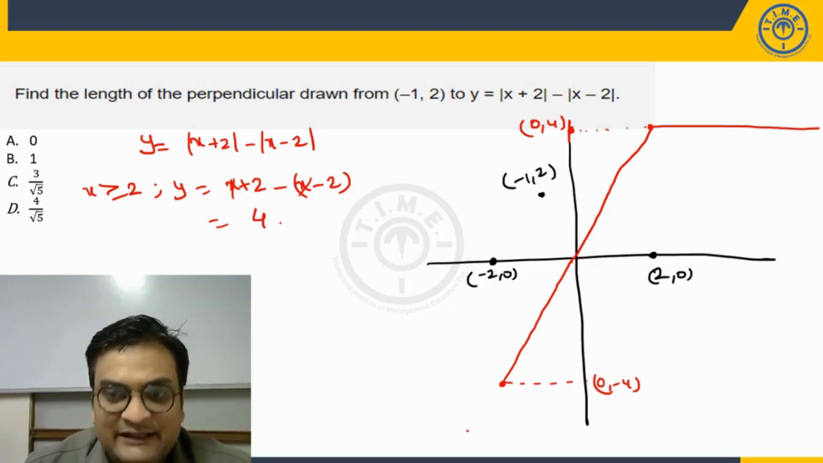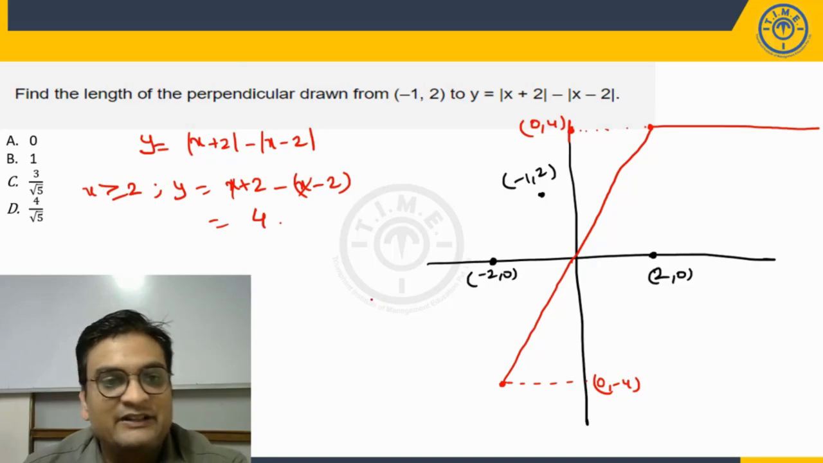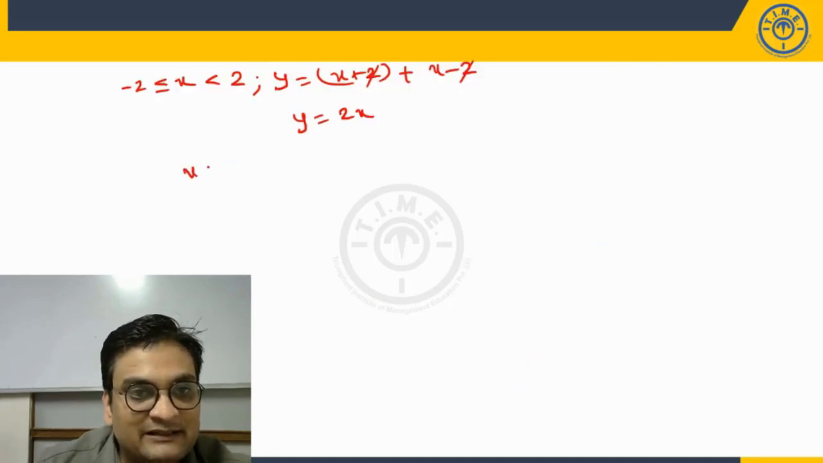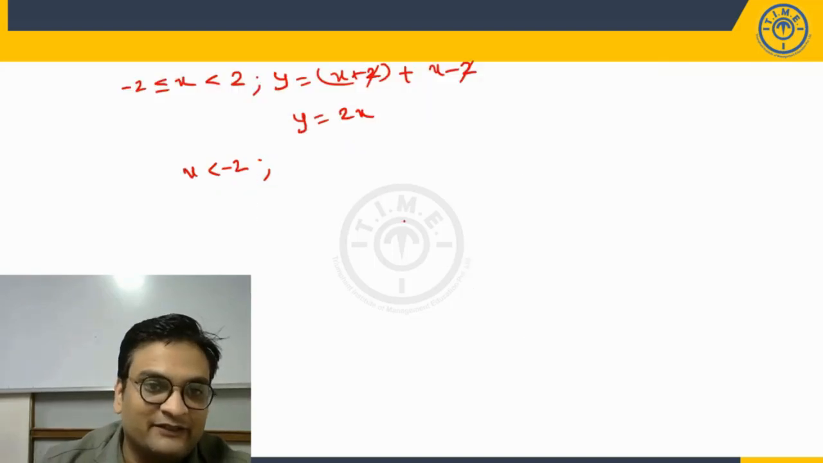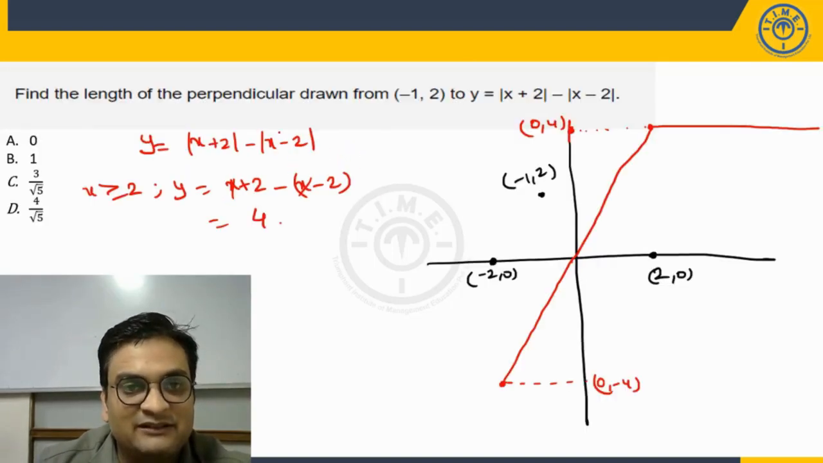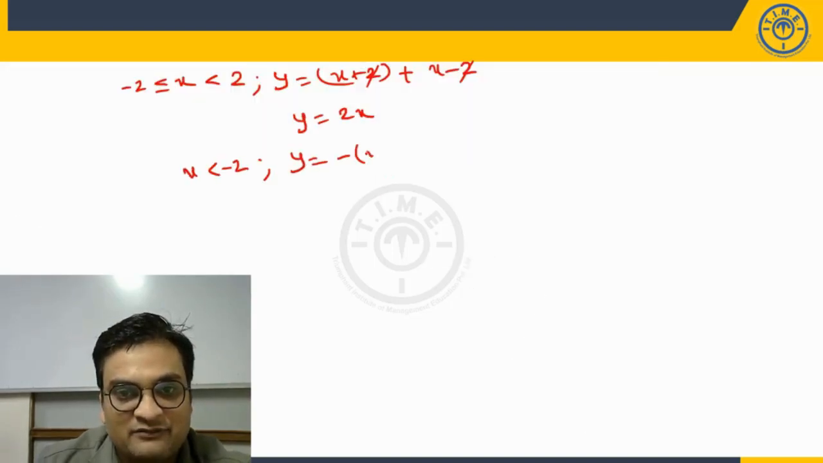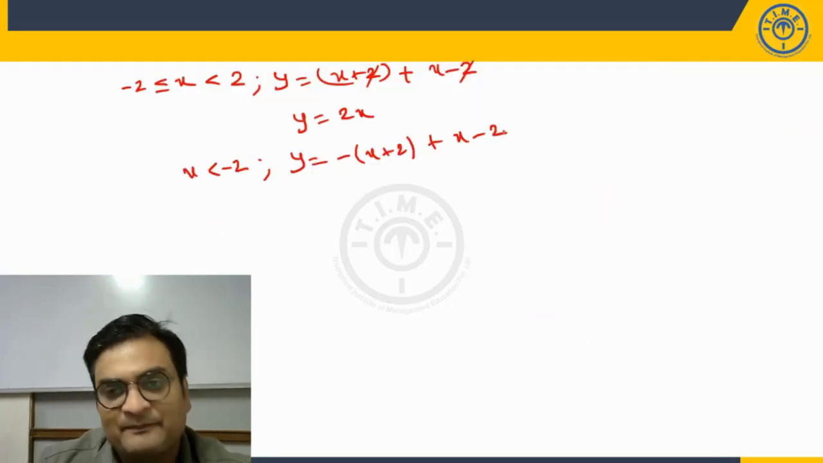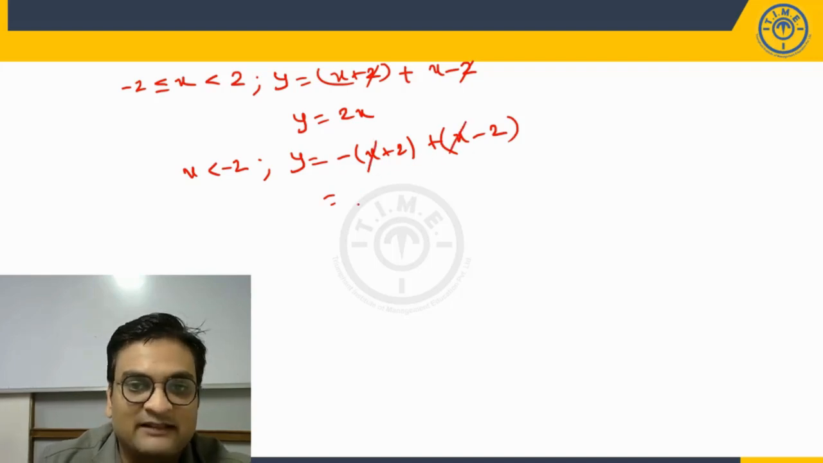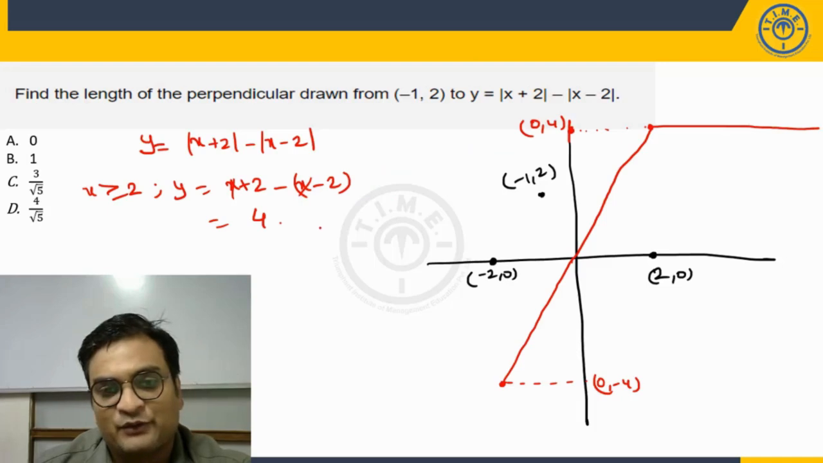Okay. Next, for the third region, which is x less than -2, both the modulus will turn negative. So y in this case will be minus of (x plus 2), minus of (minus x plus 2), that is minus x minus 2 plus x minus 2. So this is going to be what? Minus x plus x cancels out. Minus 4 it is. So y equal to minus 4, a constant value.